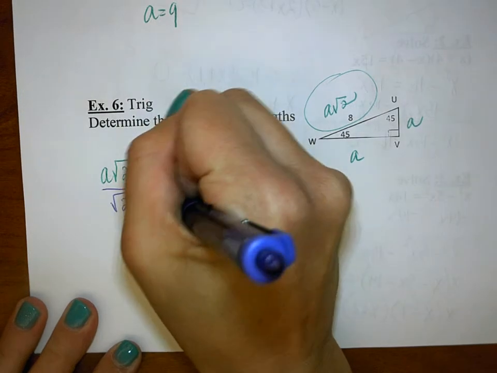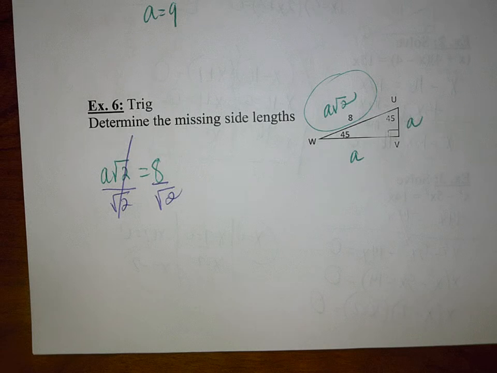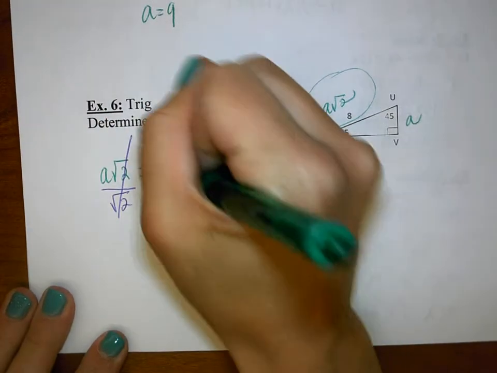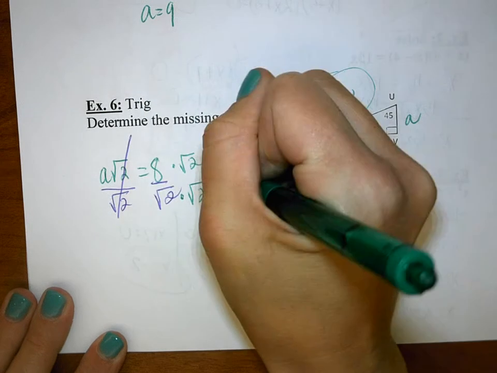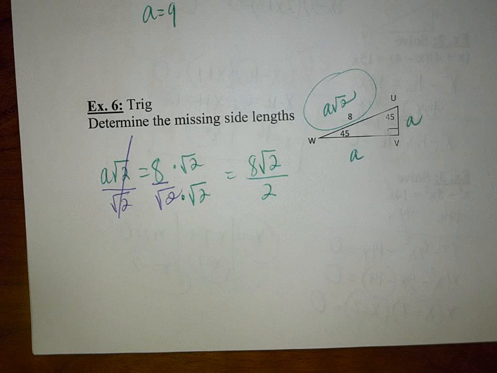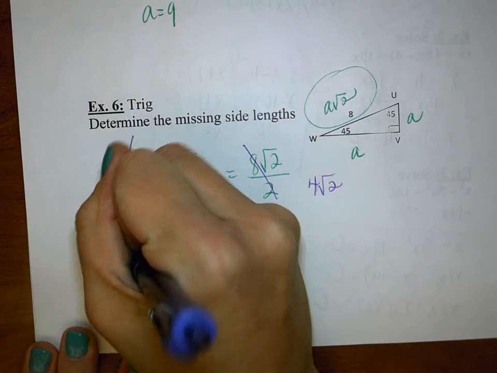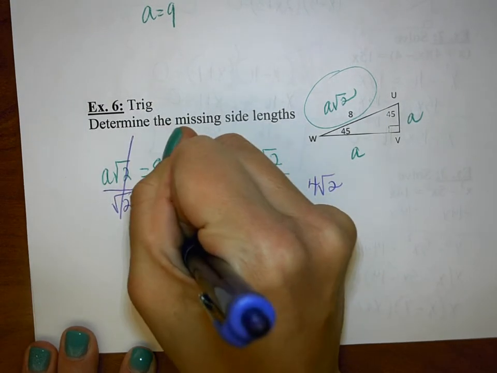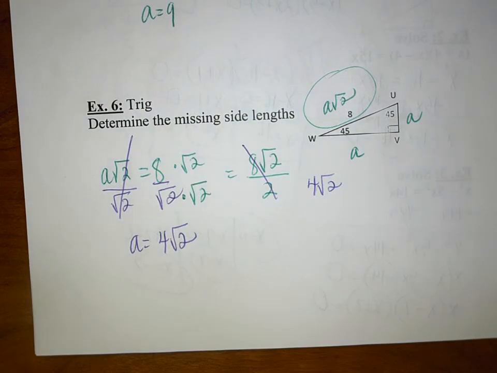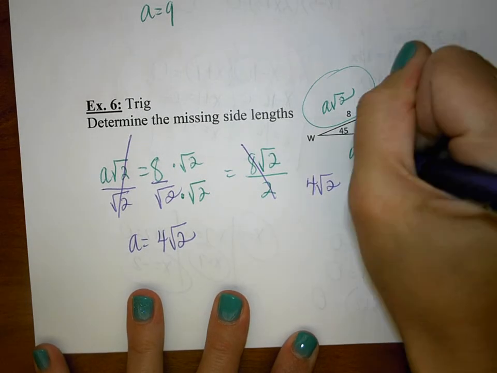Can I have a root in the denominator? So what do I do to get rid of the root in the denominator? Good. We multiply by root 2 to both the top and the bottom. So I end up getting 8 root 2 over 2. Can that reduce? Yes. What does it reduce to? 4 root 2. So that means that A equals 4 root 2. Therefore, each of these sides are 4 root 2 because they're both A's.